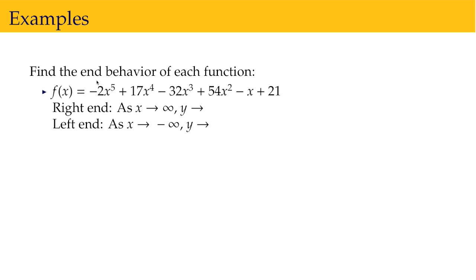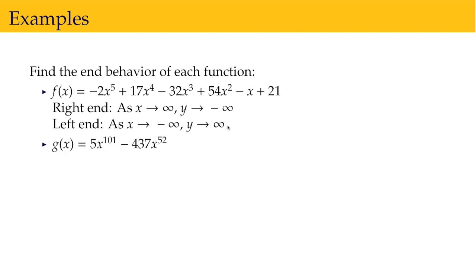So I look at my lead coefficient. It is negative, which means the right end, the y values, will go to negative infinity. The next thing I want to consider is the degree of the polynomial. This is a 5th degree polynomial, and 5 is an odd number, which means the ends have opposite behavior. So since the right end goes to negative infinity, the y's on the left end will go to positive infinity. And there's my end behavior.